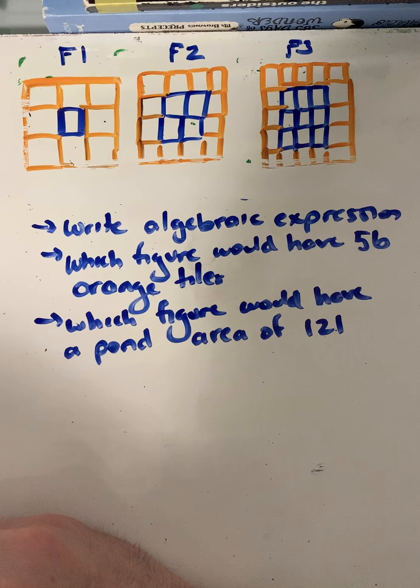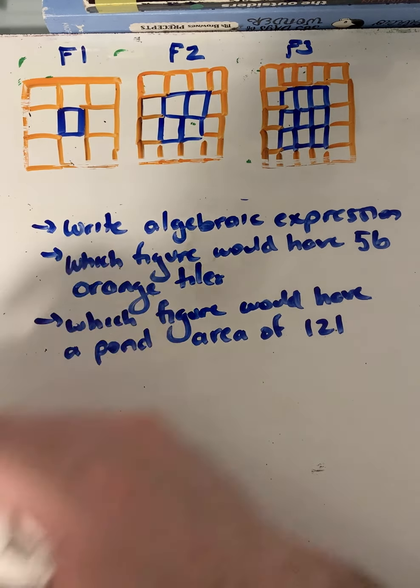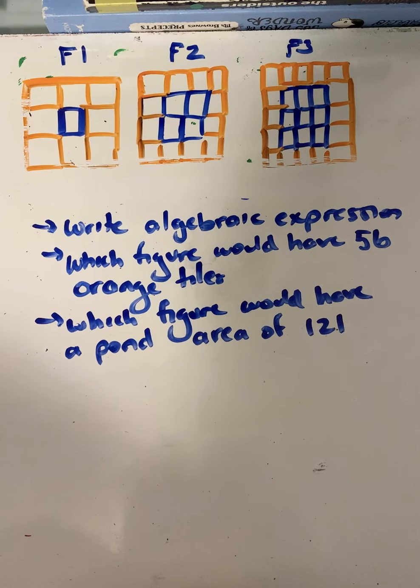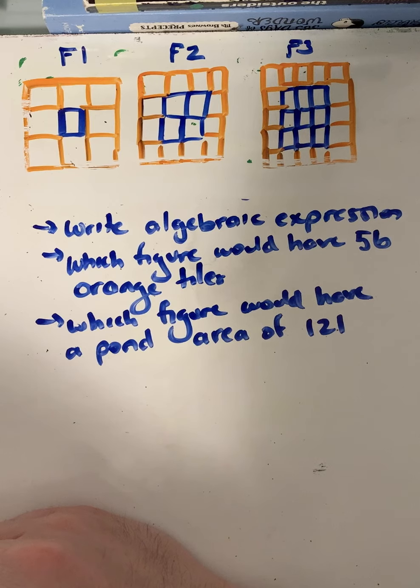Which figure would have 56 orange tiles? So I want to know which term number would have 56 orange tiles, and which figure would have a pond area of 121. Okay, so take a pause, and then we'll come back and work through this progression. Okay, go.